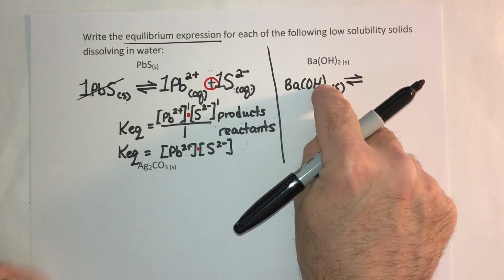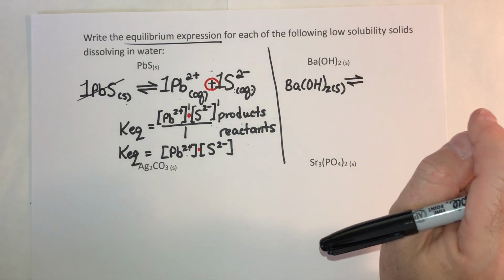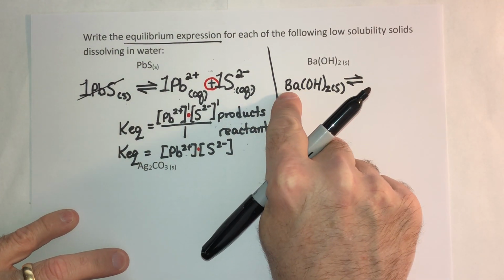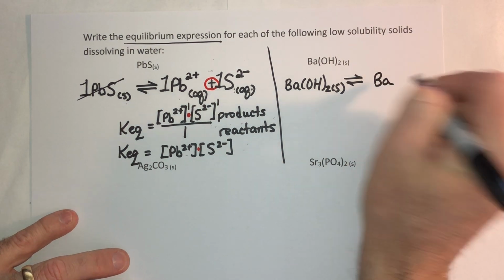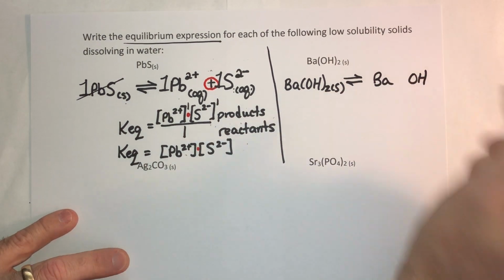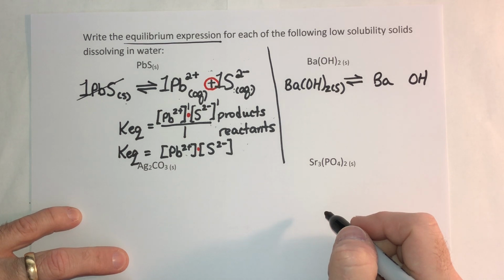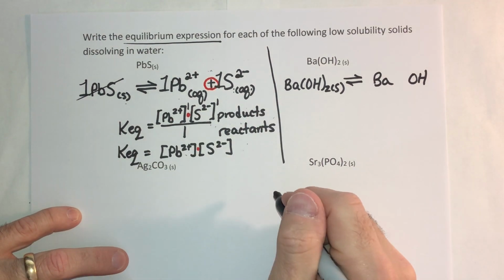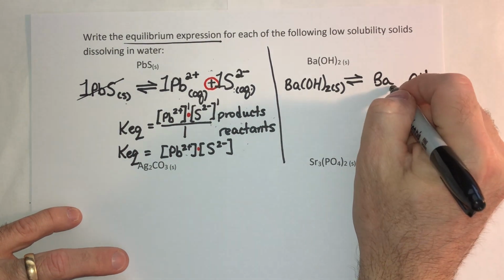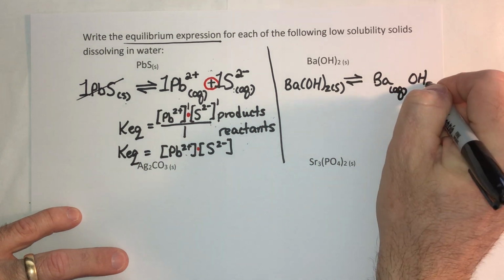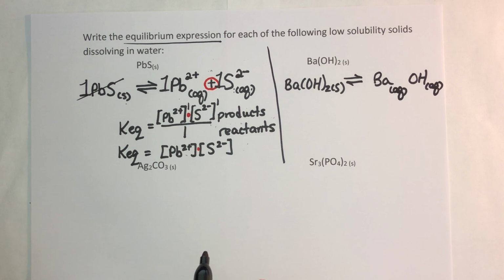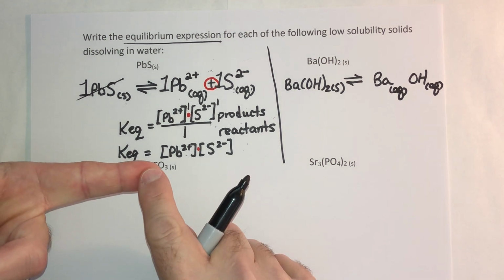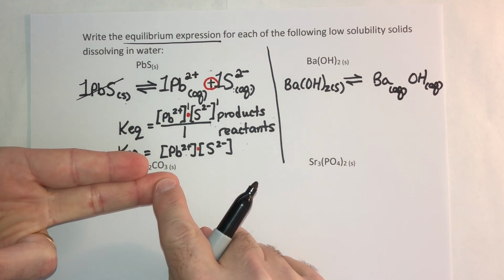Now these things only ever split into two pieces. So if I look at this, I have a barium and a hydroxide. So I'm going to get bariums and hydroxides. They only ever split into two. You started off as a solid, but you do end up as aqueous, so aqueous and aqueous. Now the two things that you have to be careful of: you need to balance it and you need to put in the right charges.